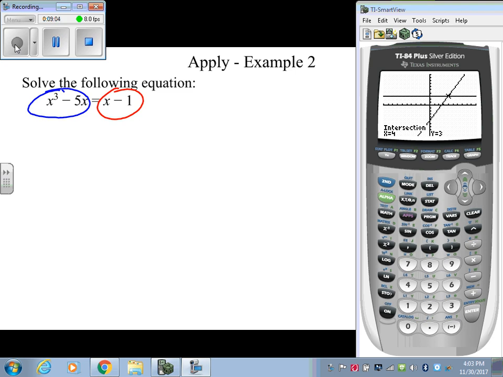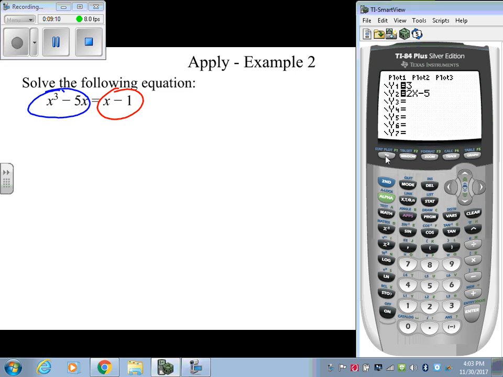But we can use our technique that we just used on the last example to solve this. So what are we going to do? We're going to go to y equals, and I'm going to put the left-hand side of my equation in first.